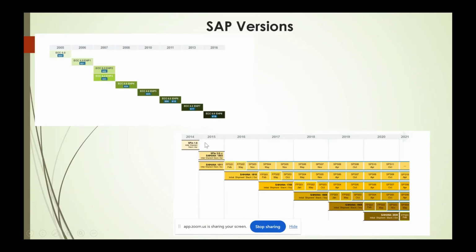From 2015 onwards, they introduced S4 HANA. This is the S4 HANA 100. The 1511 version is what they introduced. In 2016, again 1610. So what is this FPS 01, FPS 02, SPS 03? It is nothing but, as you can say here, patches. It's a feature pack stack. FPS is nothing but feature pack stack, and SPS is nothing but support package stack.